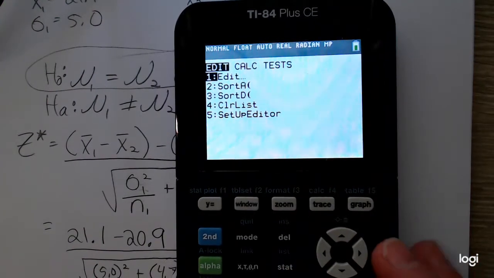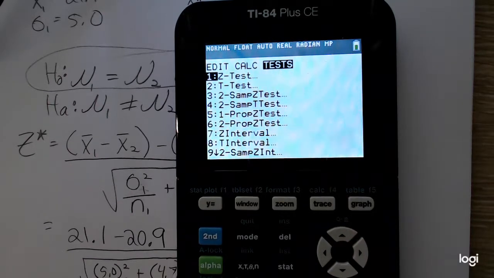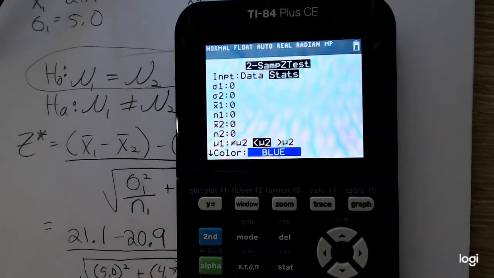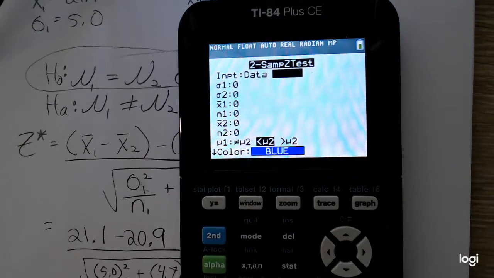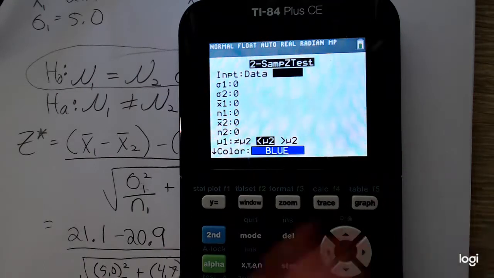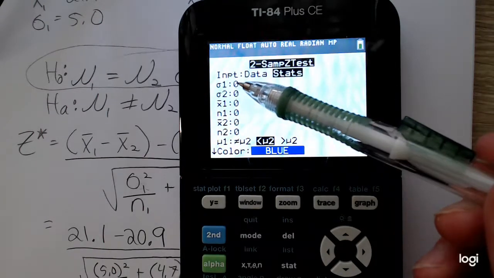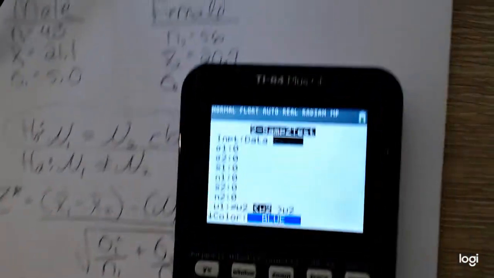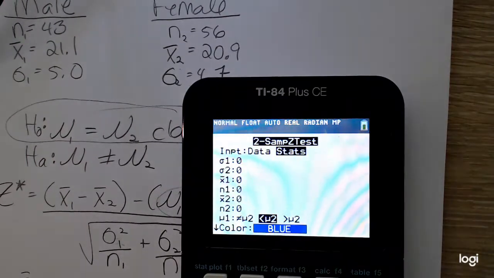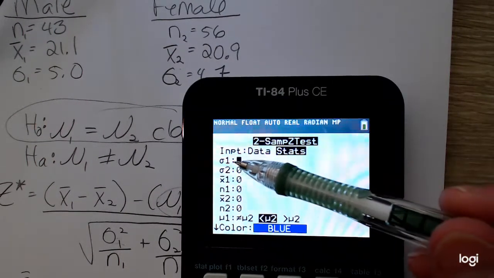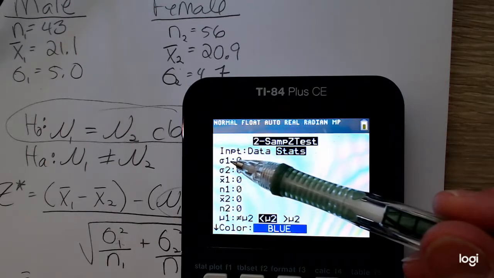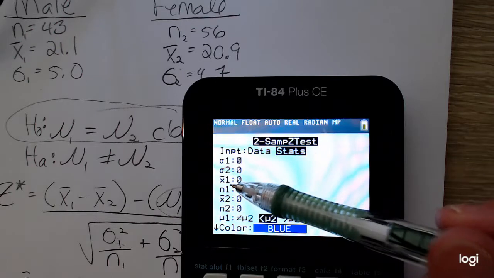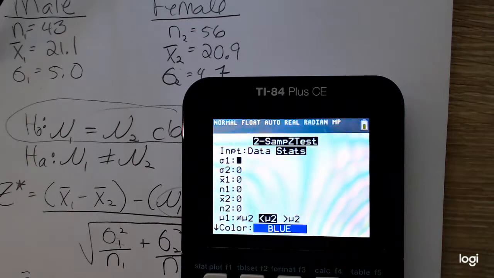Going to stat, arrow over to tests. Option 3 is the 2-sample z-test. And you'll either have the data in 2 separate lists, or you'll have the summary statistics, which is what I have for this problem. So you'll see it's going to need the standard deviations, the sample means, and the sample sizes. You want to make sure you put everything in order. In other words, you don't want to put in the standard deviation for male, but then the sample mean for female here. Okay, so make sure to double check what you input.